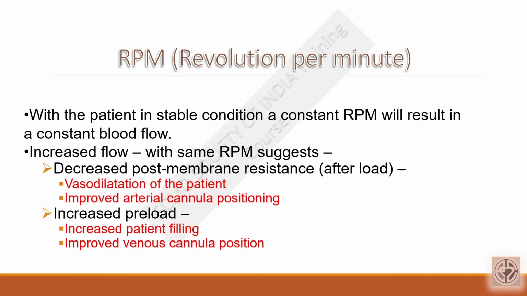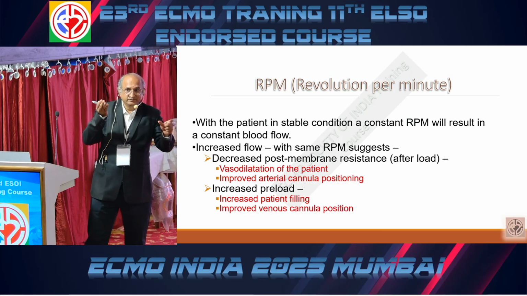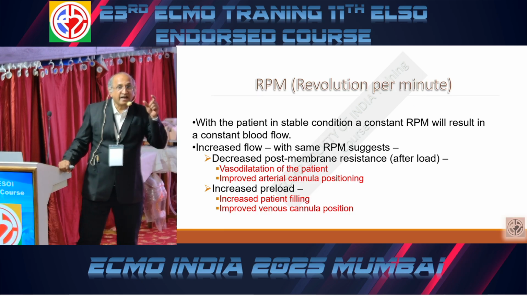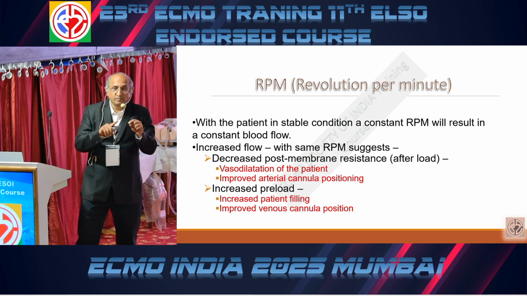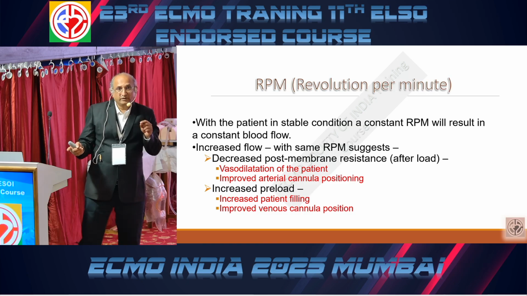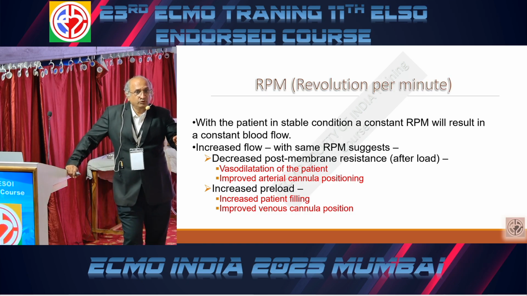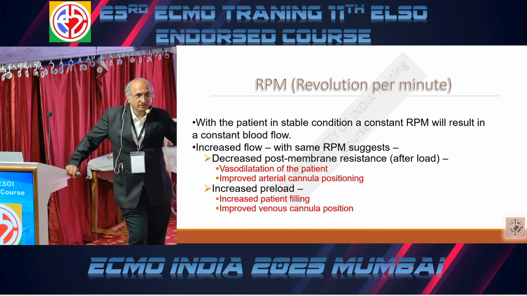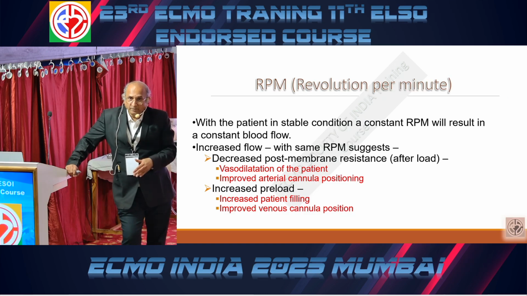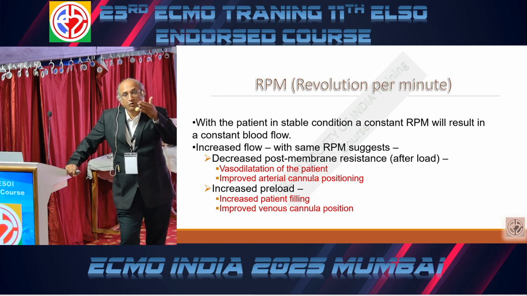Then RPM and flow ratio. Okay, with the same RPM, flow can vary. With the same RPM, if the flow is the same, it means preload and afterload are okay. With the same RPM, if flow increases, what will happen? It is directly proportional to preload and inversely proportional to the afterload. So when the preload increases, suppose you give volume, with the same RPM the flow, which was 3 liters, now becomes 3.5 liters because the preload has increased. Patient bleeds, hypovolemia, the preload will decrease. With the same RPM, the flow will decrease.